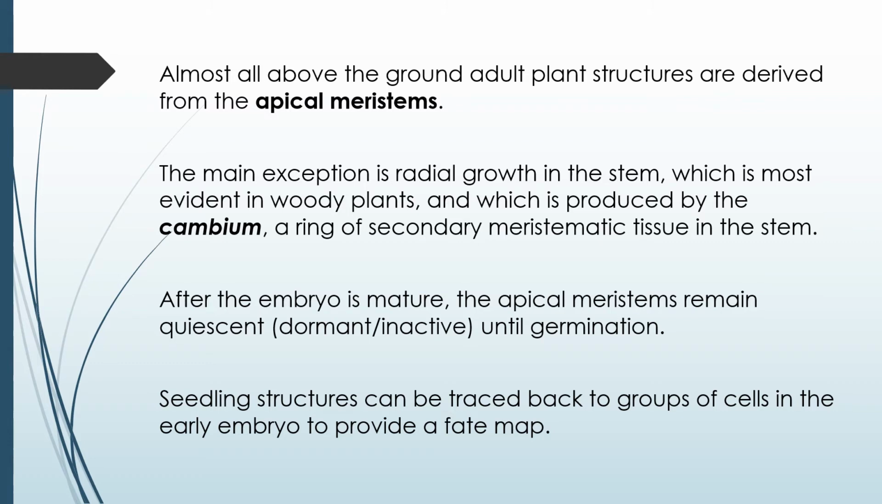So almost all above-the-ground adult plant structures are derived from the apical meristems. And then the main exception is the radial growth in the stem, which is most evident in woody plants and which is produced by the cambium, a ring of secondary meristematic tissue in the stem. So after the embryo is mature, the apical meristems remain quiescent or dormant or inactive until germination, and seedling structures can be traced back to groups of cells in the early embryo to provide a fate map.